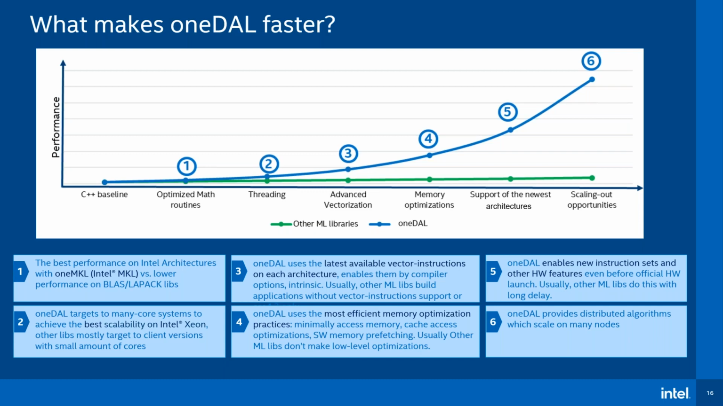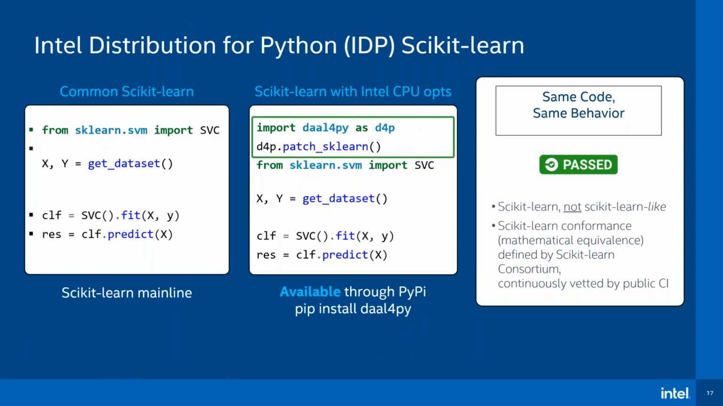Okay, let's go to the next file and show how easy it is to use the Intel extension of Scikit-learn. On the left, you see your common Scikit-learn. Here is a support vector machine classifier, and you are doing both the fit, the training, as well as predict, the inference.